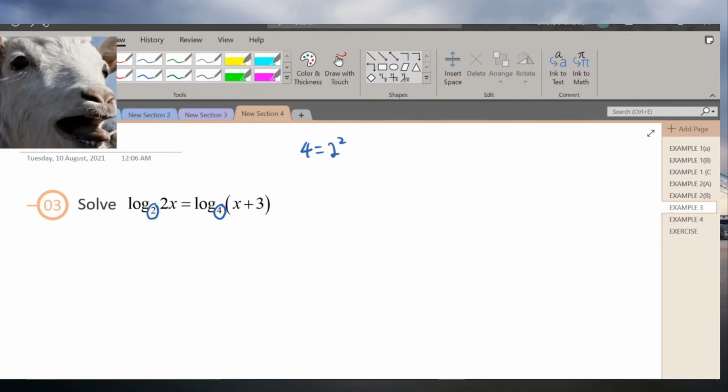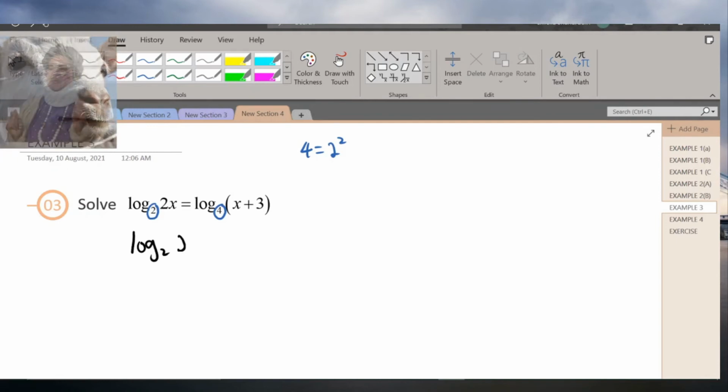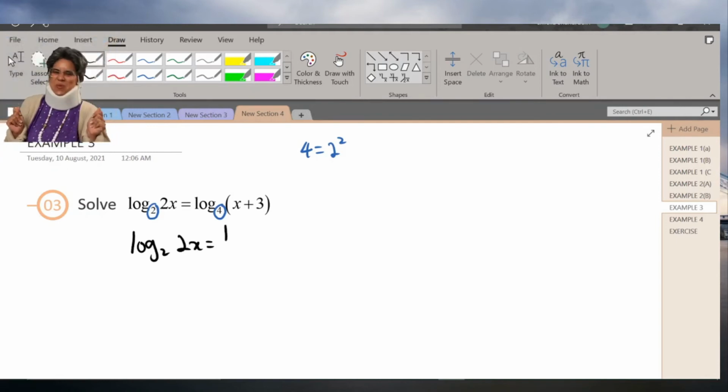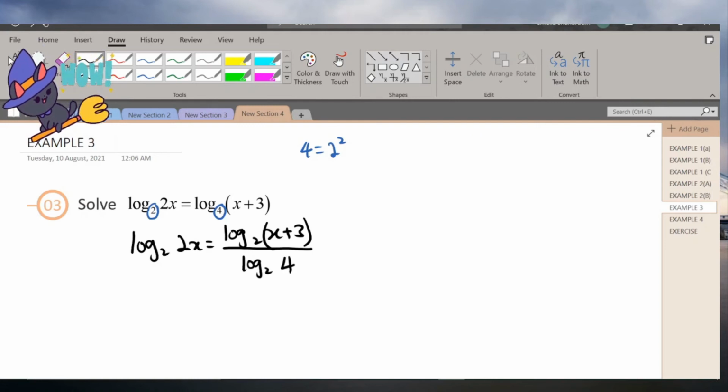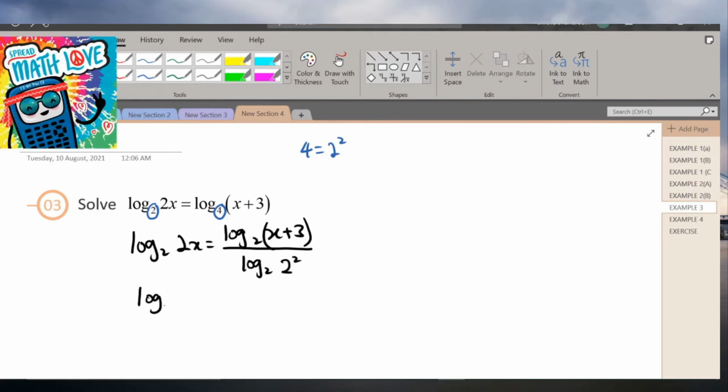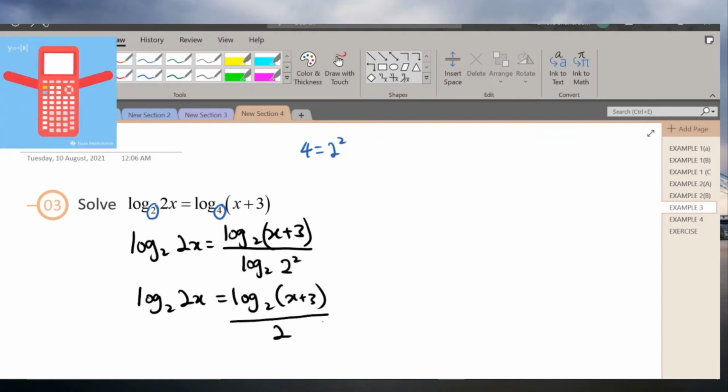Okay, so for the left hand side, log base 2 of x equals to log base 2 of (x plus 3) over, so there's a bracket here, over log base 2 of 4. Okay, so 4 is just 2 squared, isn't it? So this will be log base 2 of x is equals to log base 2 of (x plus 3) over 2.